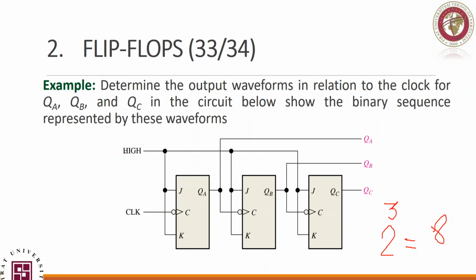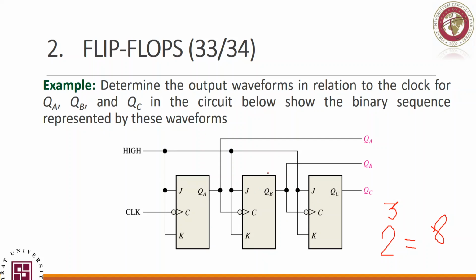And then look, high is connected to J and K, so all of these flip-flops are in toggle mode. Now look, QA is connected to the clock of B, and QB is connected to the clock of C, I mean the third flip-flop. Now look at this: we have an inverted, or actually falling edge, activation.